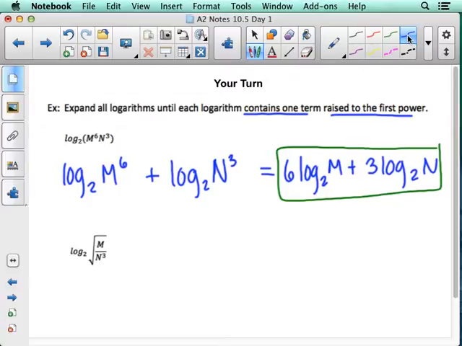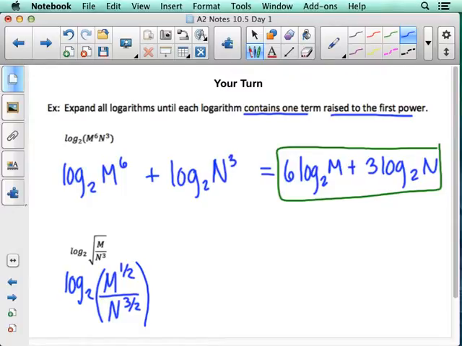Alright, this one. This is a square root. Square root's the same thing as power of 1/2. So I can rewrite this as log base 2 of m to the 1/2 over n to the 3/2. Okay, power 3 root 2, power 1 root 2.